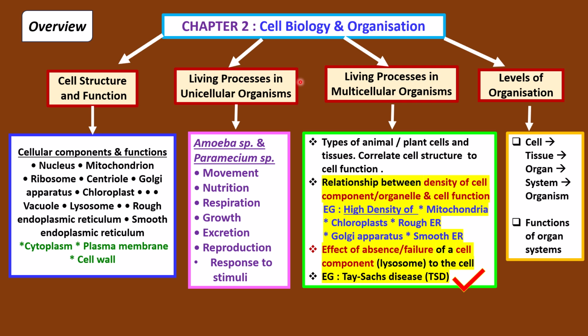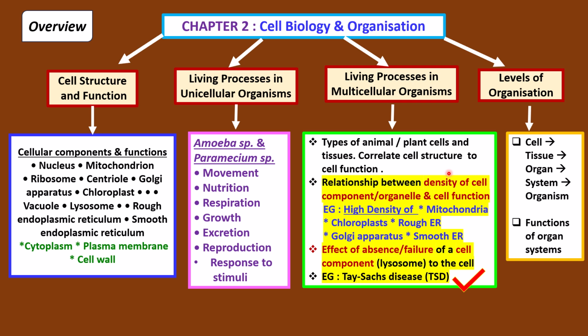Now in the second part, we discuss the living processes in unicellular organisms, such as amoeba species and paramecium species. We discuss the living processes like movement, nutrition, respiration, growth, excretion, reproduction, and response to stimuli in these unicellular organisms. Now, we are at this third part here, the living processes in multicellular organisms.